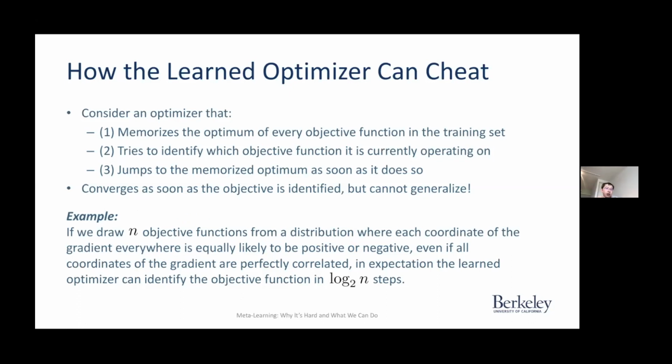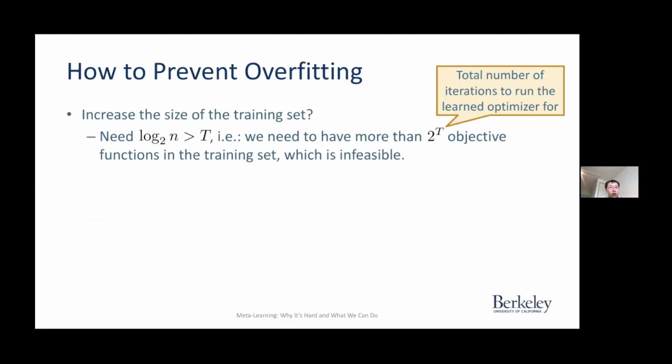Now if you think about this more generally, if you were to draw n objective functions from a distribution where each coordinate of the gradient everywhere is equally likely to be positive or negative, even if all the coordinates of the gradient are perfectly correlated, in expectation the learned optimizer can identify the objective function in log n steps. Every time you're going to halve the number of candidates. So you just need log n steps.